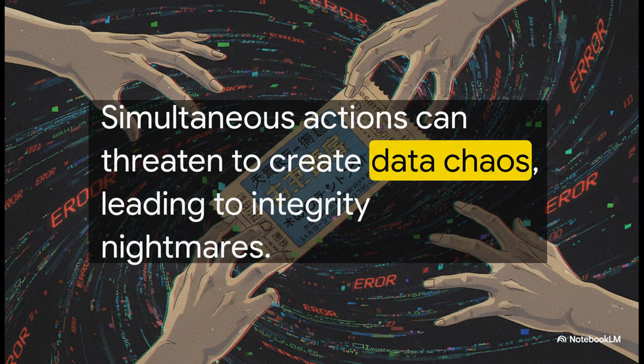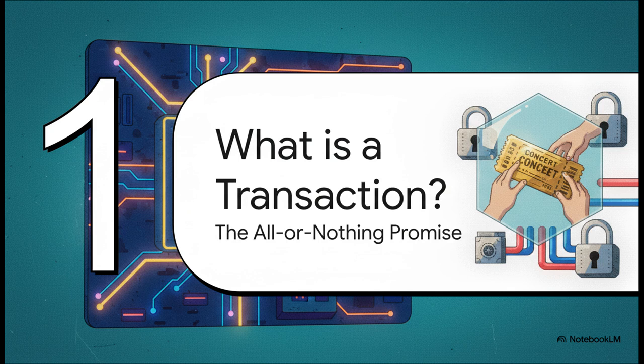Well, what you're dealing with there is the classic problem of concurrency. It's what happens when a whole bunch of actions try to read and write the same piece of data at the same time. I mean, without a solid system to manage this, you'd have double bookings, your bank balance would be a mess, just a world of data nightmares. So how do databases even begin to solve this puzzle?